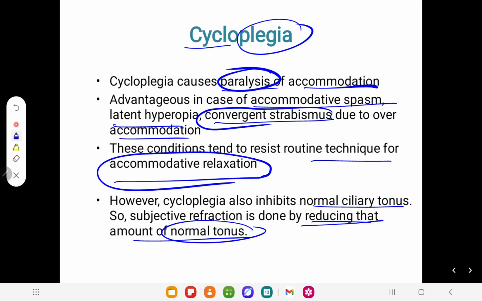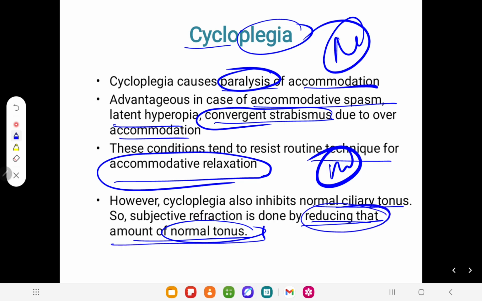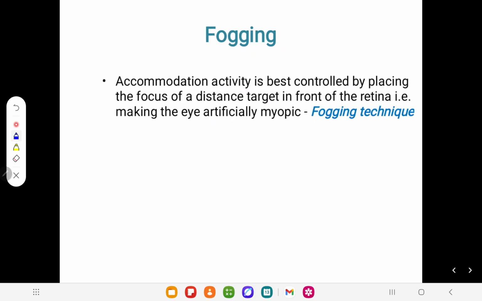That's a simple point you will learn whenever you join your practice or get to internship. You have to understand the difference between wet refraction and dry refraction, and the difference between doing subjective refraction, having normal dry refraction, or having the value of wet refraction. They are two different things. If we have the wet refraction value, you must reduce the amount of normal tonus, isn't it?